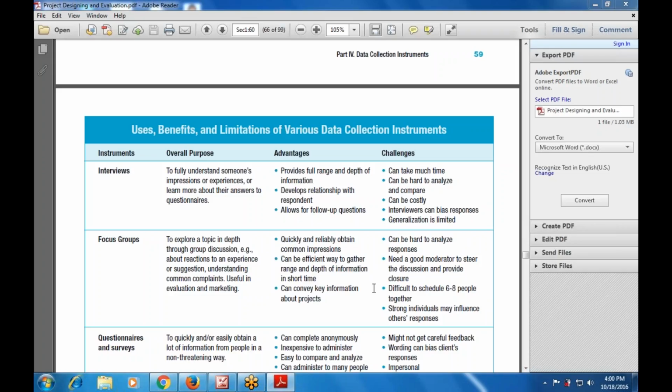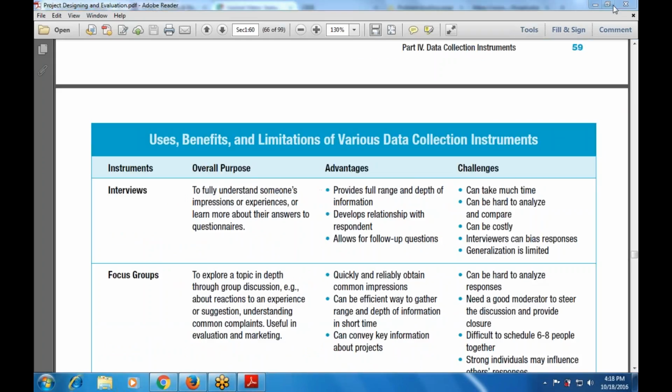To fully understand someone's impressions or experiences, or to learn more about their answers to the questionnaire, we use interviews. So what is the main purpose of the interview? It is to fully understand someone's impressions or experiences, or learn more about their answers to the questionnaire. Interviews also provide the full range and depth of information.